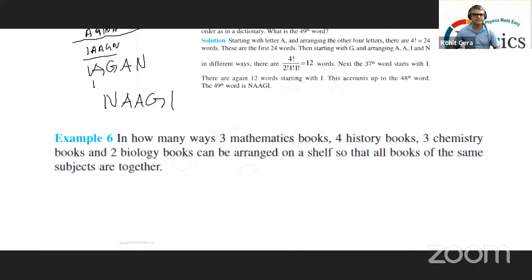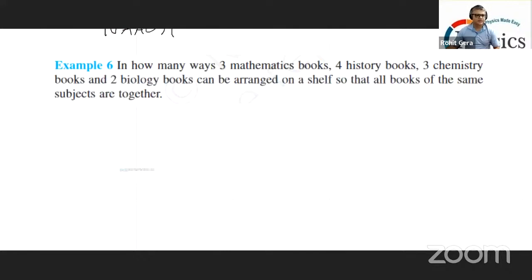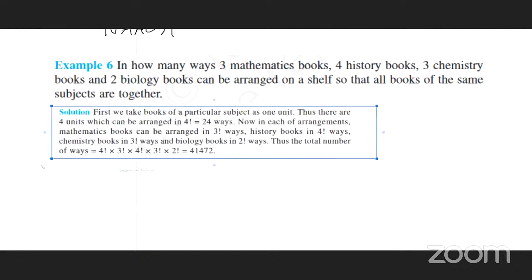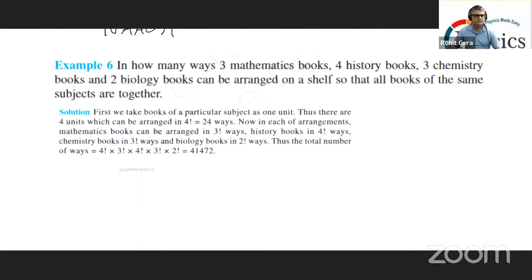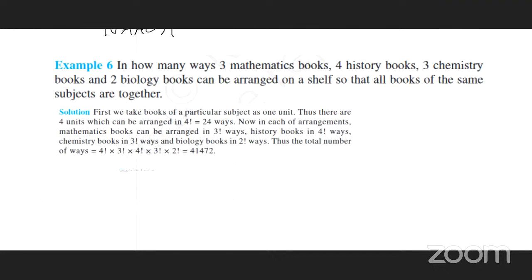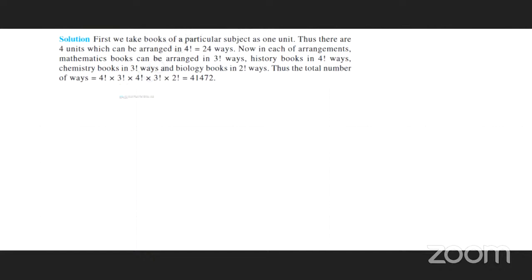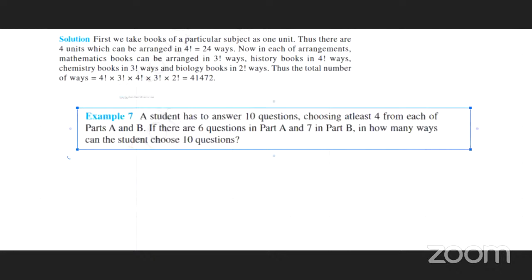41,404,172. Beat this. Can you beat this? What's up? Look at the question. Oh. Beat this, man. Beat this. 4 factorial into 3 factorial into 4 factorial into 3 factorial into 2 factorial.